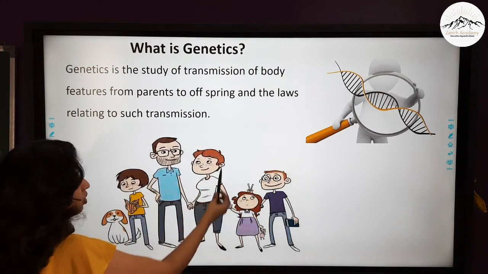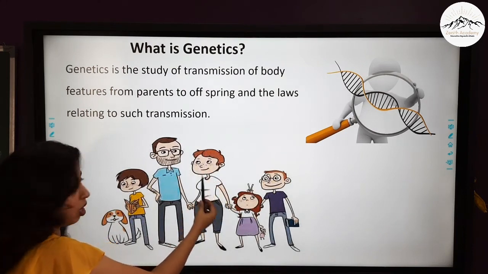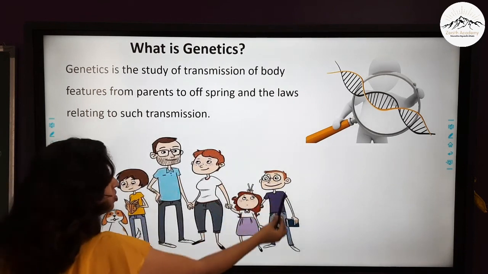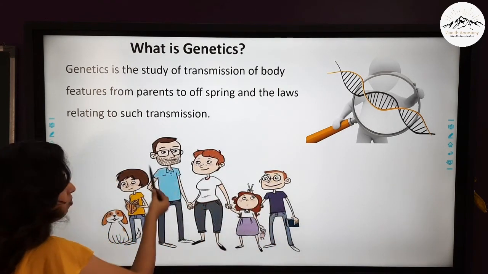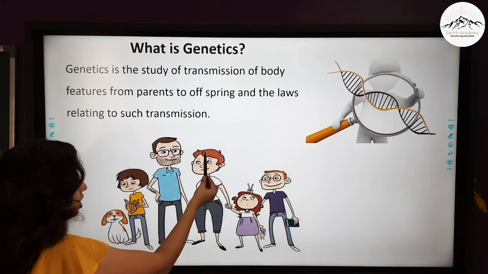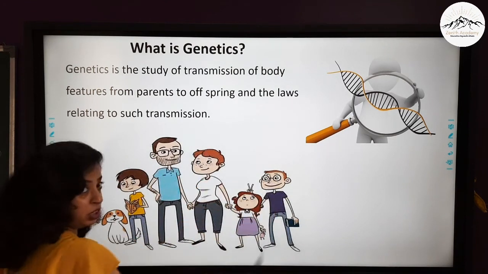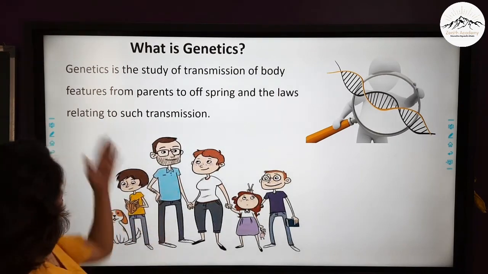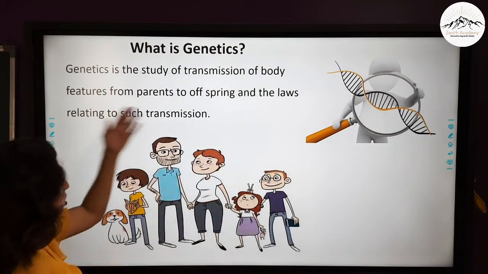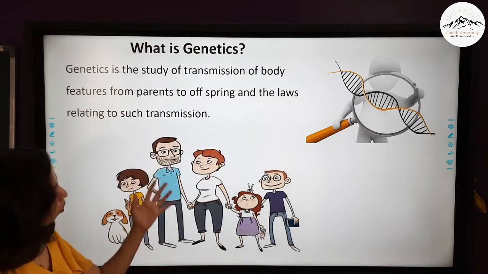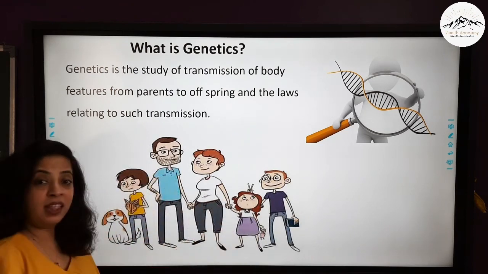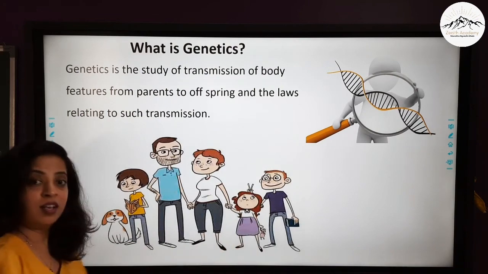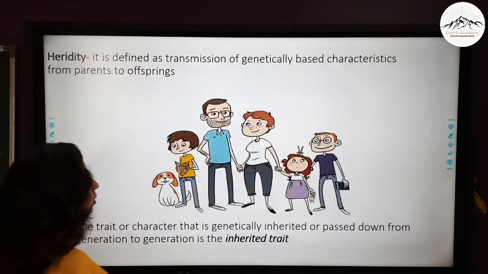You can see here the mother's shape is a round face, so the daughter has also got a round face. You can see the face structure of the son is quite similar to the dad. You can also see the hair color of the mother is transmitted to these 2 kids, whereas the hair color of the father is transmitted to this kid. Genetics deals with the study of the transmission of body features from parents to offspring and the laws which govern these transmissions. So now let's go ahead and study it in detail.